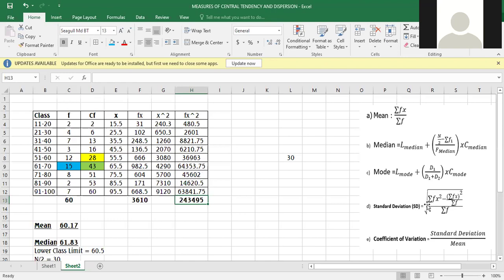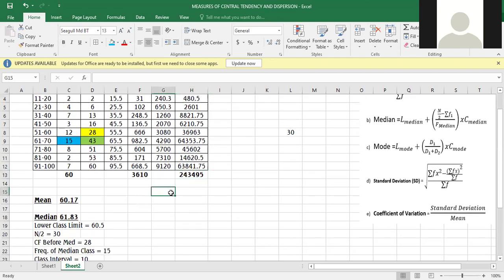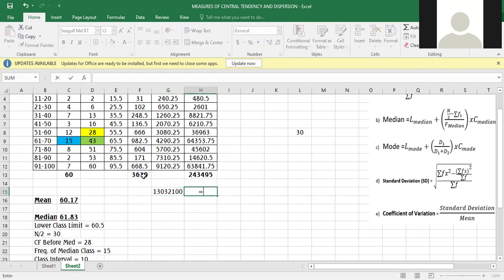This one is saying you have to square summation fx. You square summation fx. Once you've squared it, you now divide it by the frequency. So what they're saying is you will square 3610. Whatever answer you have, you will now divide it by the frequency. That will give you 217. So by so doing, you have gotten the numerator.